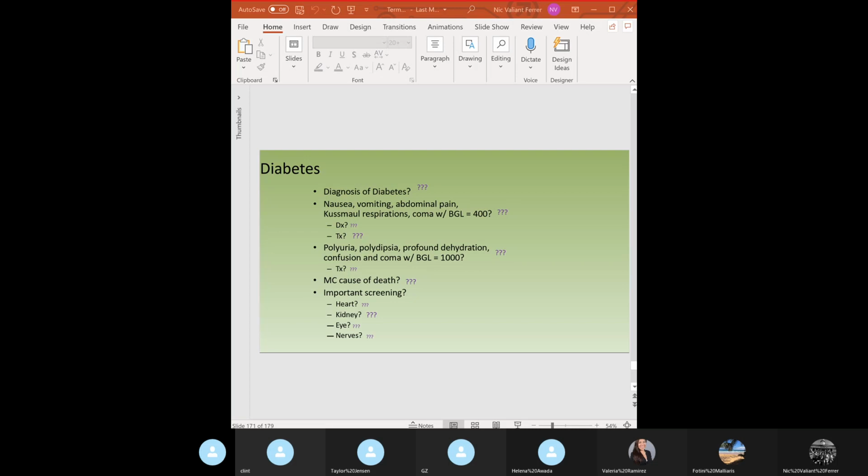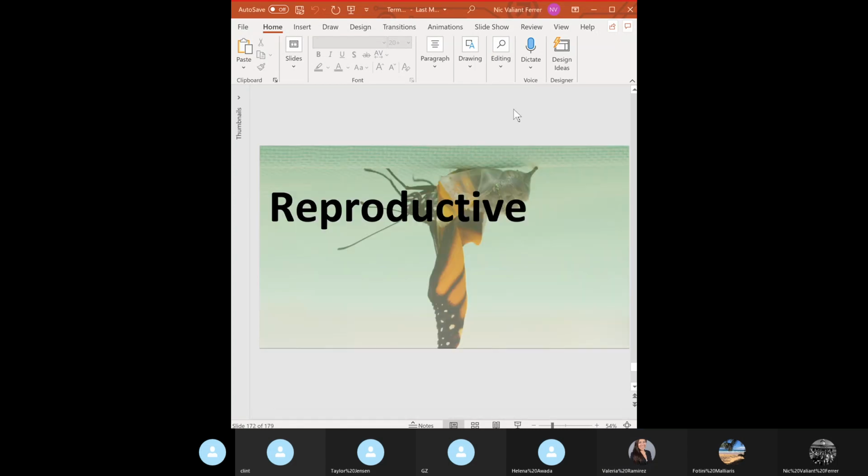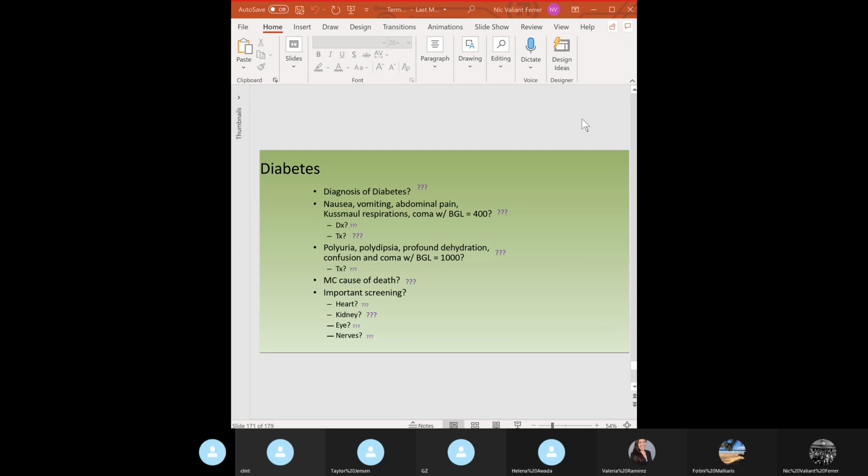High yield, major cause of death of diabetic patients: MIs. Excellent. Cardiovascular disease. Good job. So important screening, right? I think this is the end. I'm going to do reproductive for tomorrow, because my battery is 15%.